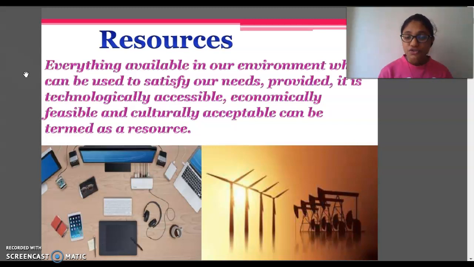So by definition, a resource means anything which is available in our environment which can be used to satisfy our needs, which is technologically accessible, culturally acceptable, and economically feasible. It is termed a resource.